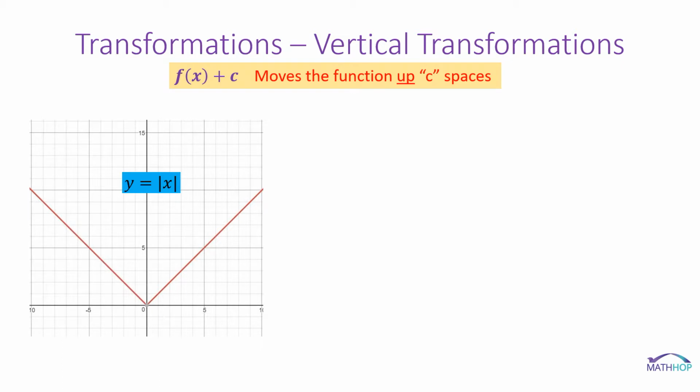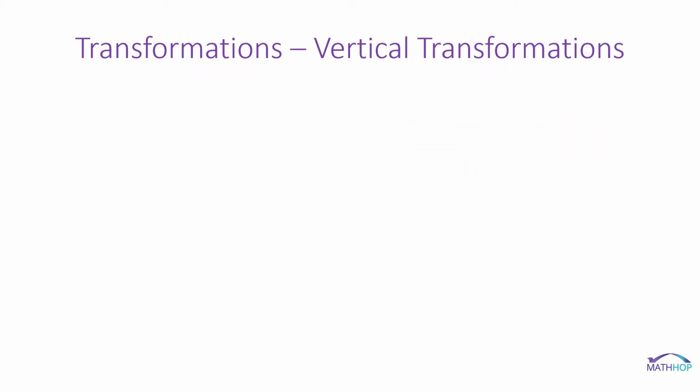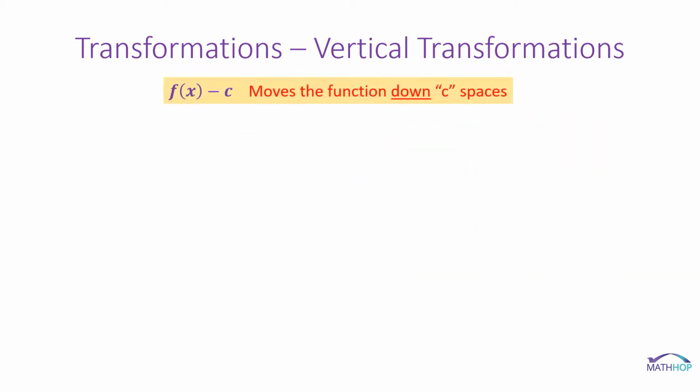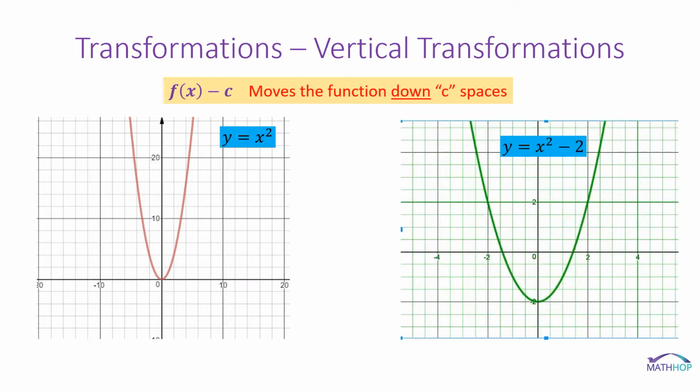If we look at y equals the absolute value of x, and we say we want the absolute value of x plus 3, we will shift the entire graph up 3 units. Let's look at vertical transformations where we're not going up. If we have f of x minus c, we move the function down c spaces. So let's look at our parent function for quadratic, y equals x squared. If we look at y equals x squared minus 2, we have shifted the graph down 2 units. All of our outputs are what they used to be, minus 2.